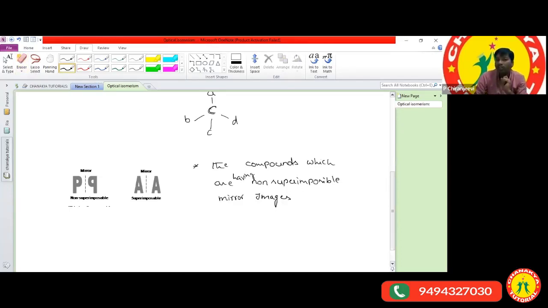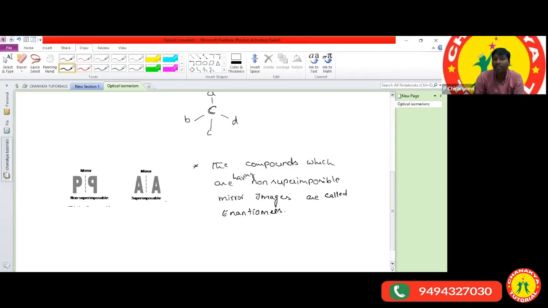So generally, the compounds which have non-superimposable mirror images are called enantiomers. If the mirror images are superimposable, they are called diastereomers. Diastereomers are optically inactive. So optically active means non-superimposable mirror images. Now I give two structures.